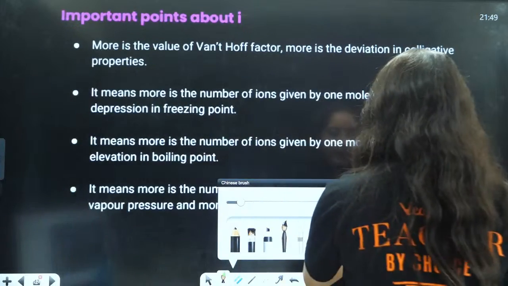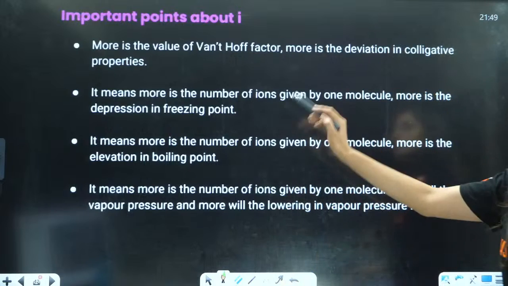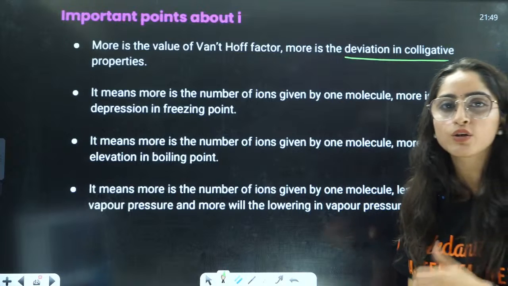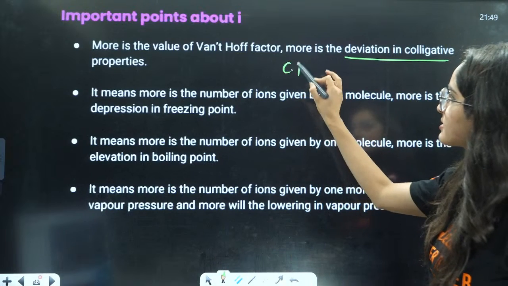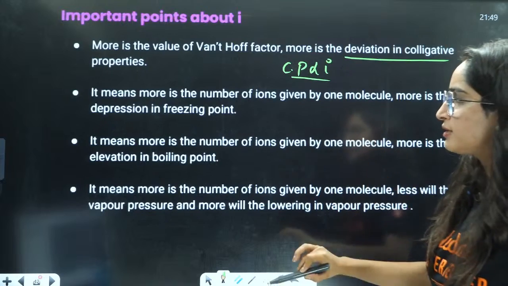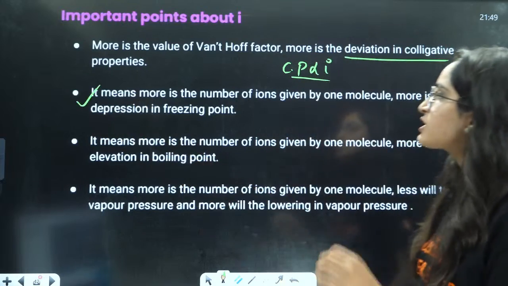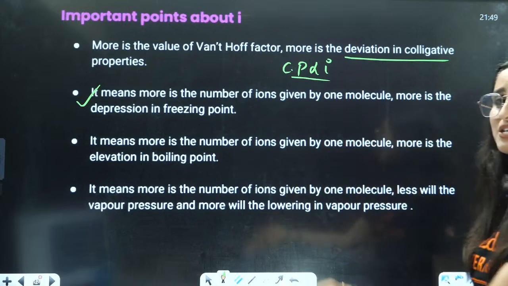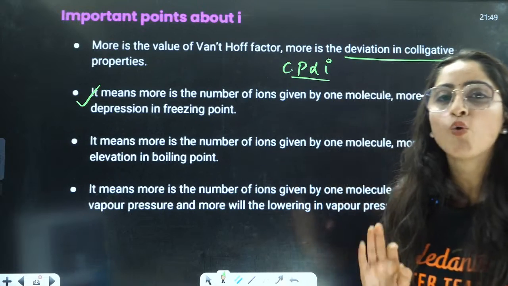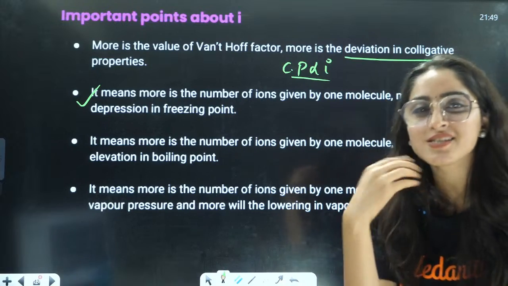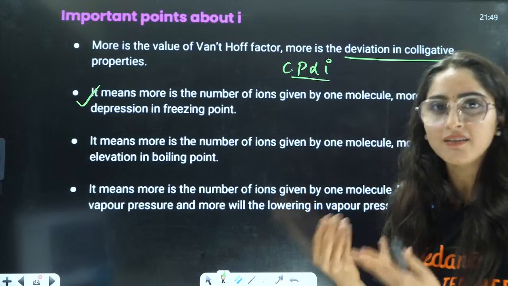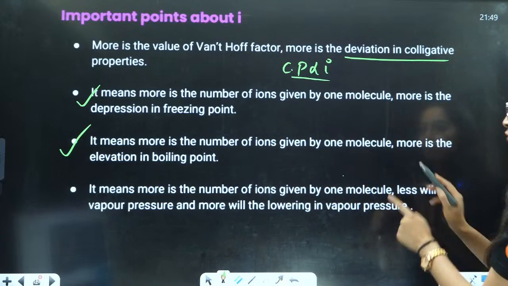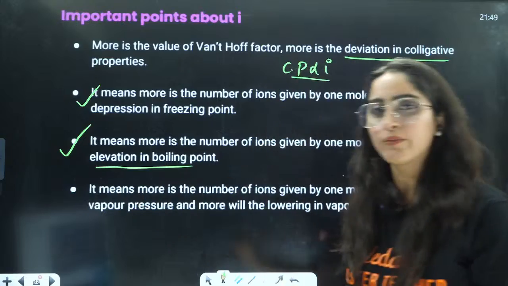Important points about i: the more the value of the Van't Hoff factor, the more the deviation in colligative property, because colligative property is directly proportional to the Van't Hoff factor. It means the more ions given by one molecule, the more the depression in freezing point. The more ions given, the more the value of i, the more the colligative property. The more ions given by one molecule, the more the elevation in boiling point.